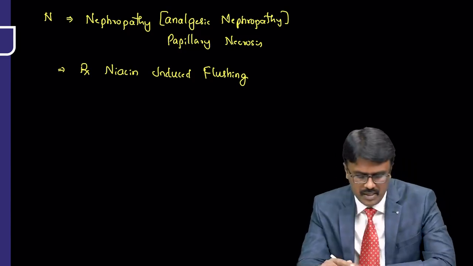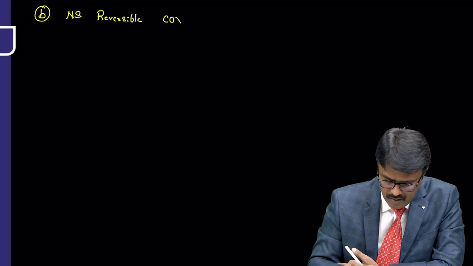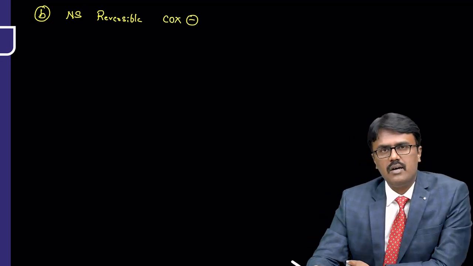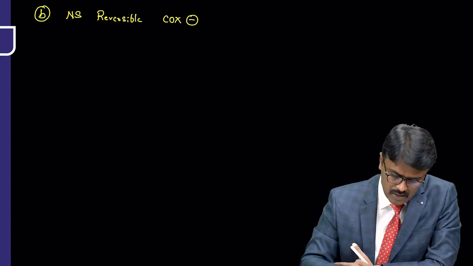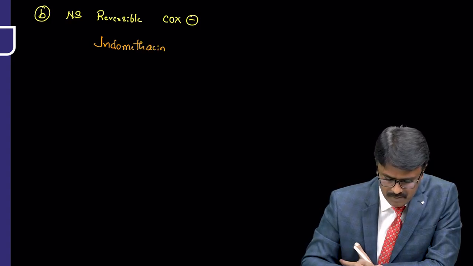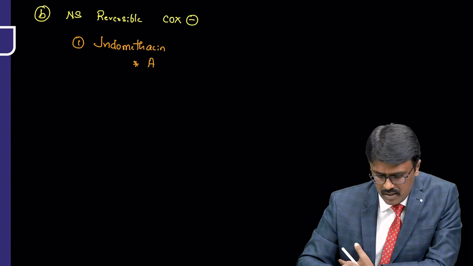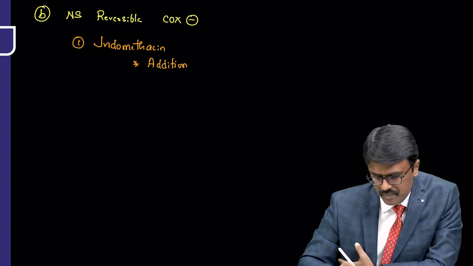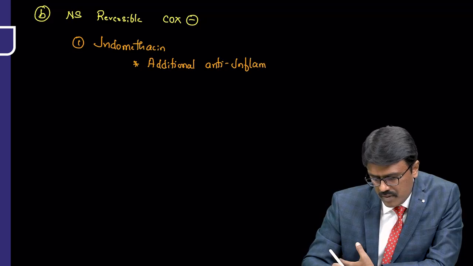This is the method. Moving on to the next important aspect, the B, they are called non-selective reversible COX inhibitors. So until now what we discussed, aspirin is a non-selective irreversible COX inhibitor. The first drug we are going to discuss is indomethacin. Apart from inhibiting COX, indomethacin has an additional anti-inflammatory property.